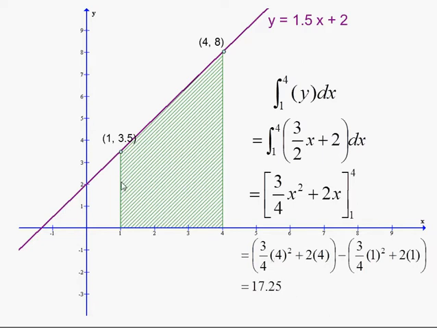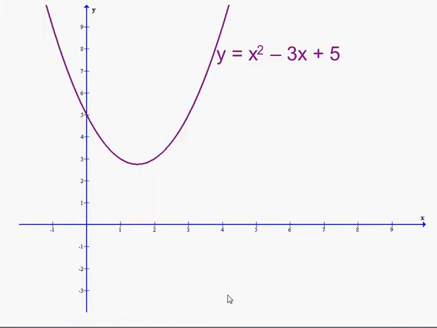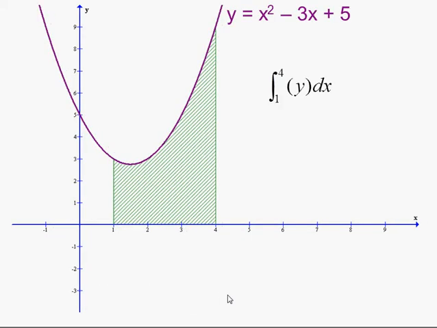Okay, this shape is a trapezium, or a trapezoid if you're American. So the area of that is a half times 3.5 plus 8 times 3, 17.25. Hey, it works. So now with something like this, there's our function, there's our area, again between 1 and 4. I know that this is going to tell me the area because it's worked with the other two.